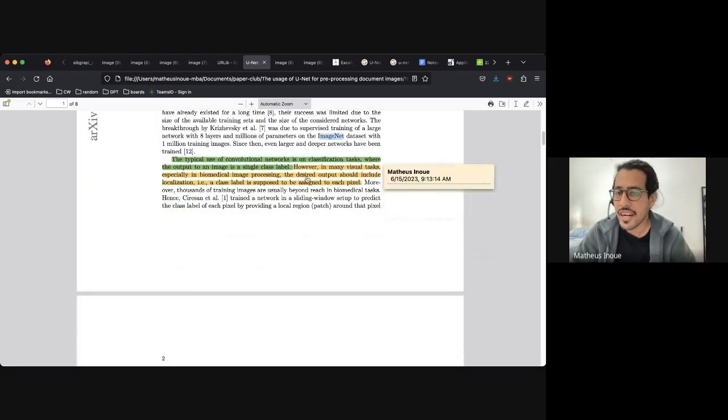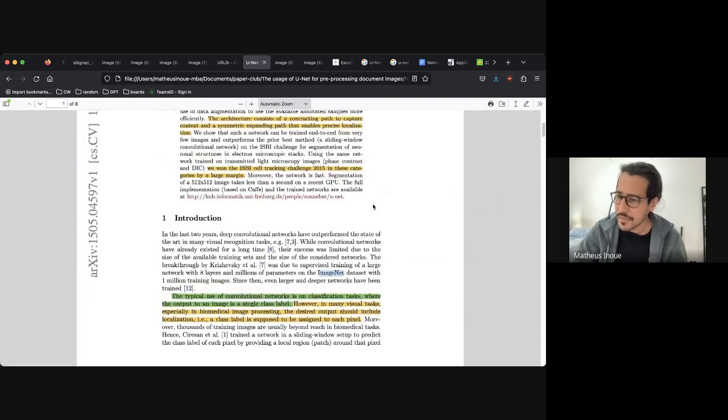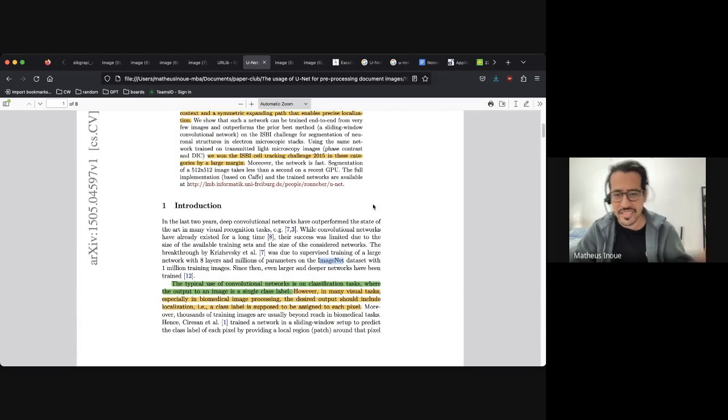But then they say, however, in many visual tasks, especially for biomedical image processing, the desired output should include localization. A class label is supposed to be assigned to each pixel. So what does that mean, right? Basically, we don't want to classify an image, but we want to segment an image, right? So which pixels of the image are this class, which pixels are background, etc.